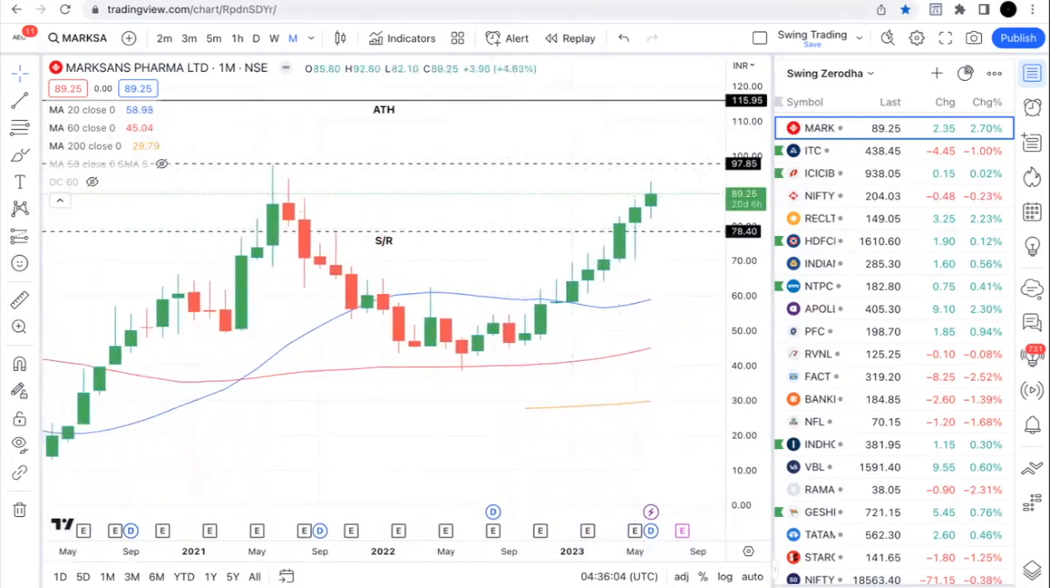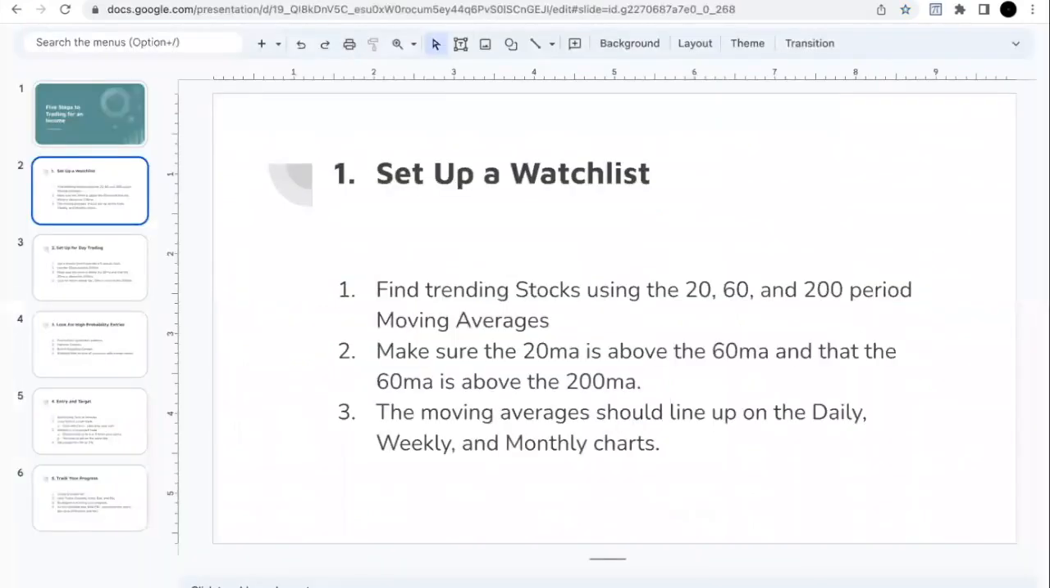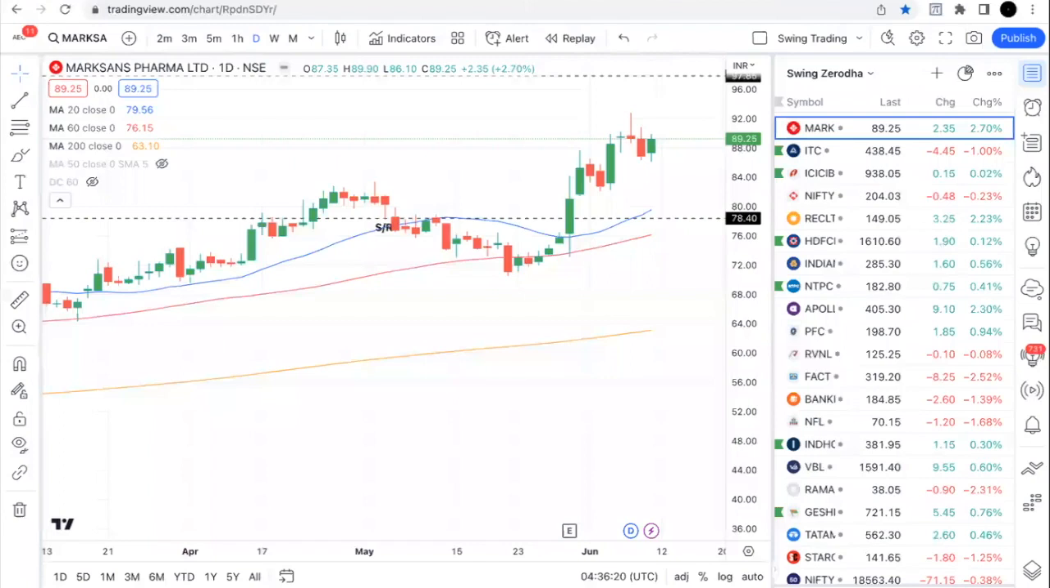Okay, and of course, we go back to our notes, and what we're doing is make sure that the 20 period moving average is above the 60, and that the 60 is above the 200. Now, I also have a video explaining how to set up the moving averages, and you can watch those videos, how to do it on your laptop and how to do it on the phone. It's all there. You can do this on a laptop or on the phone. This kind of thing is a bit easier on a laptop, but even with the phone, you can do this.